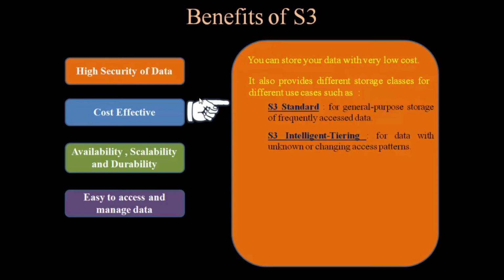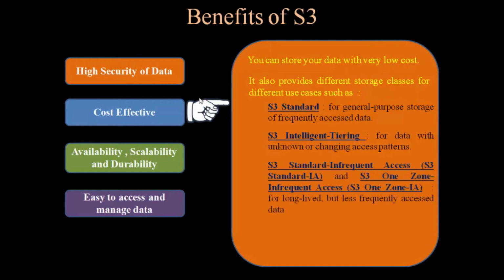Second one is S3 Intelligent-Tiering, for data with unknown or changing access patterns. Then S3 Standard-Infrequent Access and S3 One Zone-Infrequent Access are for long-lived but less frequently accessed data. If your data is very important to store for the long term but is not frequently accessed, then we can use these classes, S3 Standard-IA or S3 One Zone-IA. Then there is the S3 Outposts storage class, to store your S3 data on premises. This is the benefit of Amazon S3 in terms of cost effectiveness.